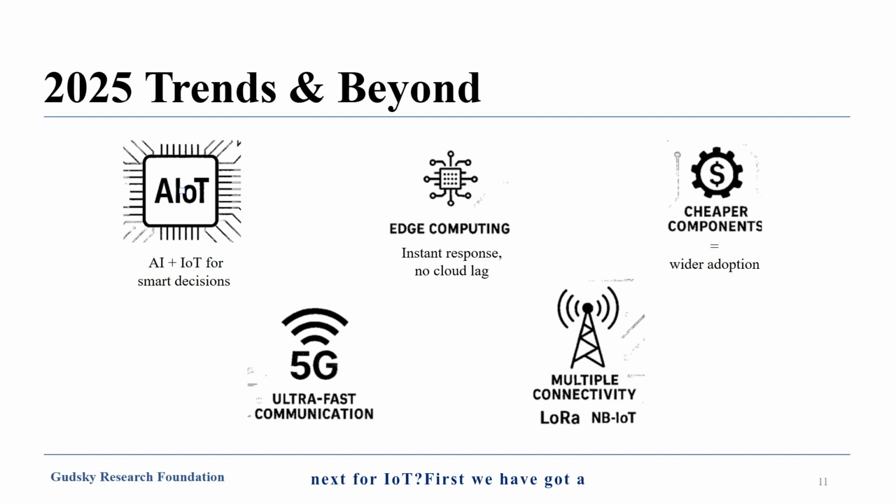So what's next for IoT? First, we have got AIoT. That's AI plus IoT, artificial intelligence with Internet of Things, where smart devices not only collect data but also make smart decisions. Then there's edge computing. Instead of sending everything to the cloud, data is processed closer to where it's collected.